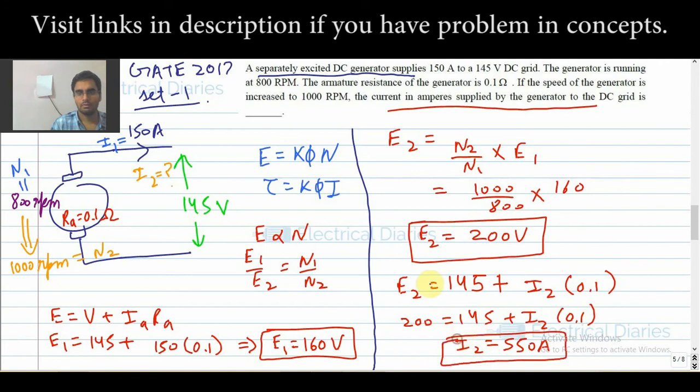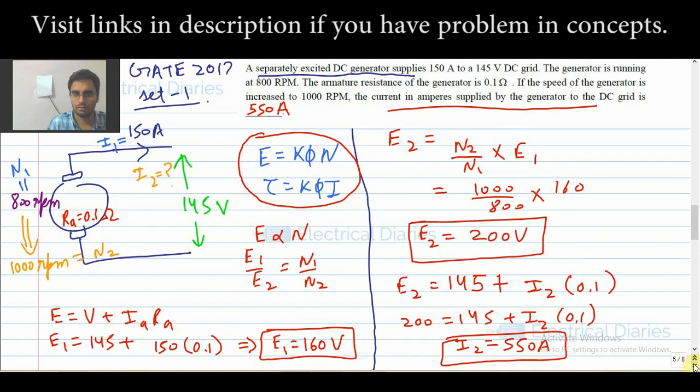550 amps. Okay, so that is how you approach. See, in a DC machine question, if you're not getting anything, just write down these two equations and draw the circuit diagram, and then you will get something.